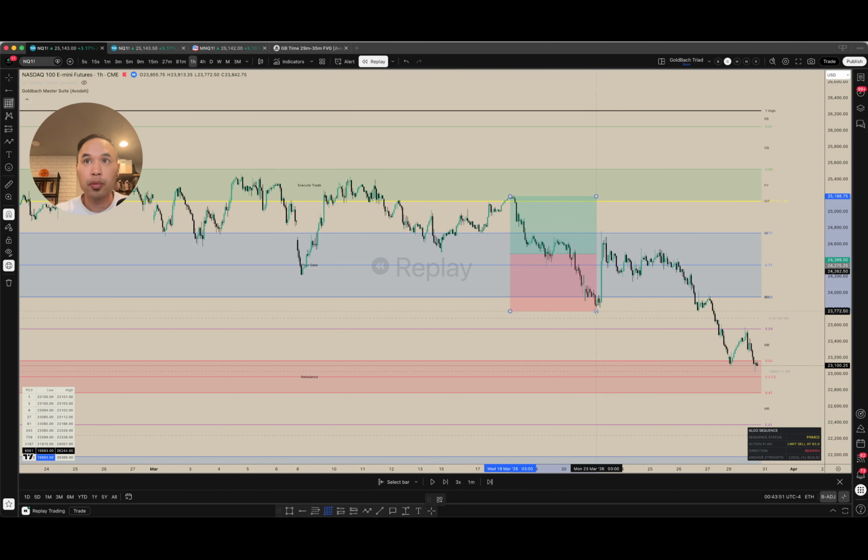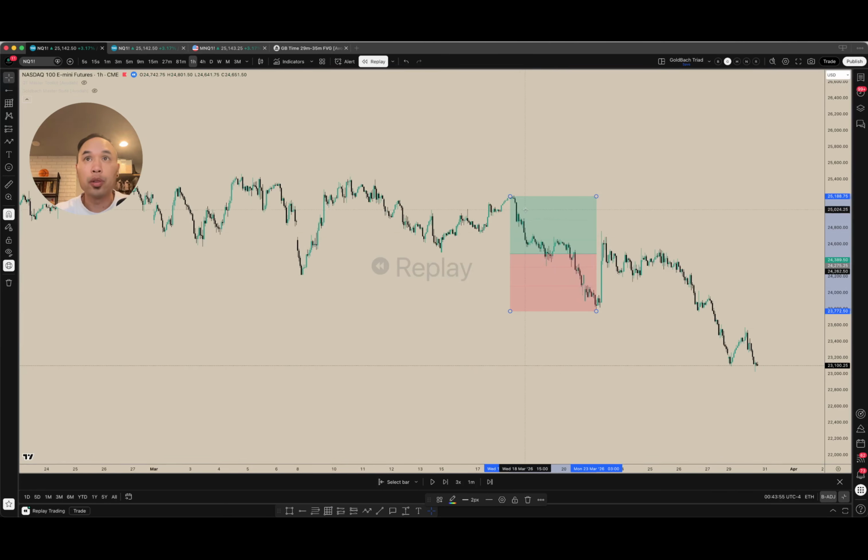In the ICT world, this would be called, let me turn this indicator off for a second, premium up here, and this would be discount. You obviously want to buy in discount and then sell in premium. So that is your range.